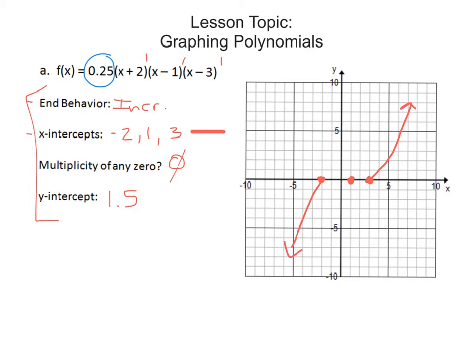One thing that will help us is our Y-intercept. So we're going to plot the Y-intercept at 1.5 just to help us with what that curve is going to be like. Now this is important too right here. Since there are no double zeros and no triple zeros, that means the curve is going to go straight through this X-intercept, and straight through this X-intercept, and straight through this X-intercept.